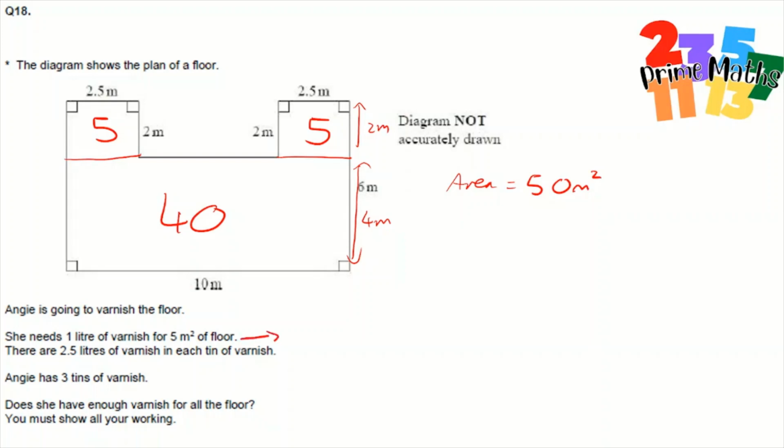1 litre of varnish covers 5 metres squared of floor, which means we need 10 litres of varnish to cover the 50 metres squared. There are 2.5 litres of varnish in each of the tins, so 10 divided by 2.5 is 4. She has 3 tins of varnish, so no, she does not have enough varnish to paint the floor.